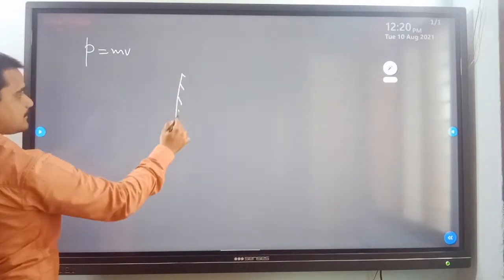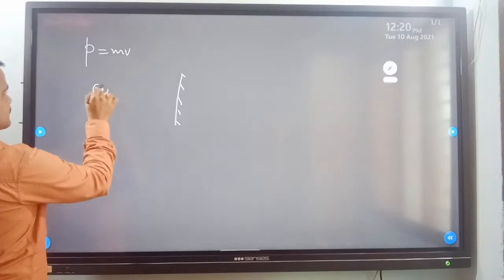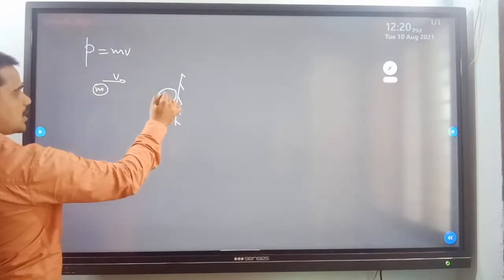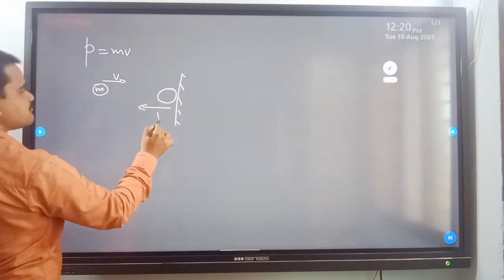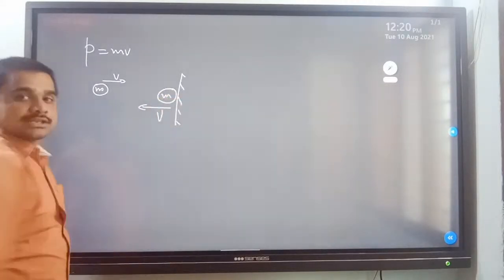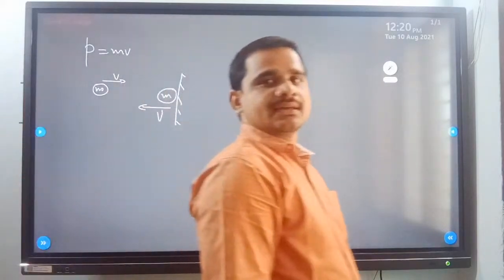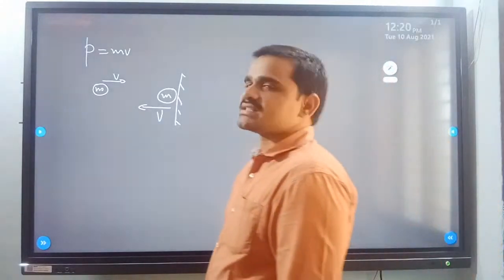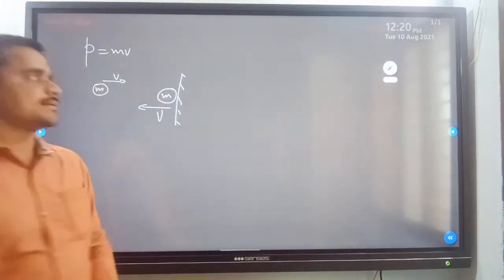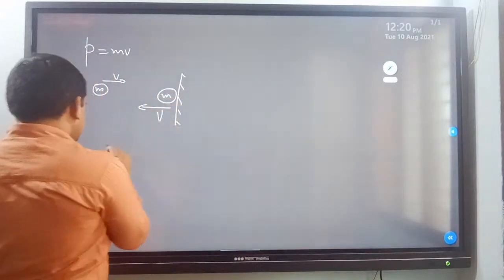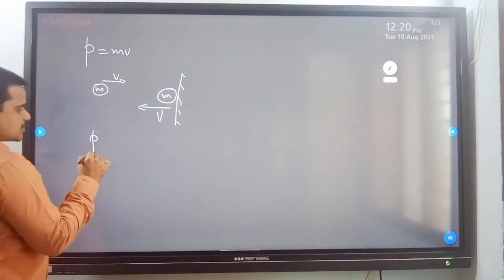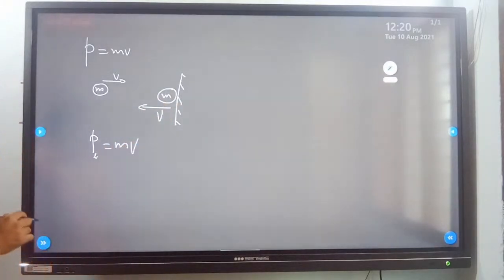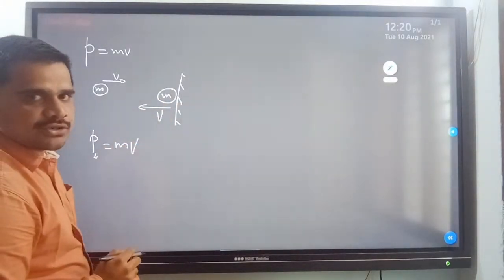See here. A ball of mass m moving with a velocity v collides with the wall and rebounds with the same speed. In this case, what is the change in momentum? Simple question. Change means final minus initial. The initial momentum is m into v.